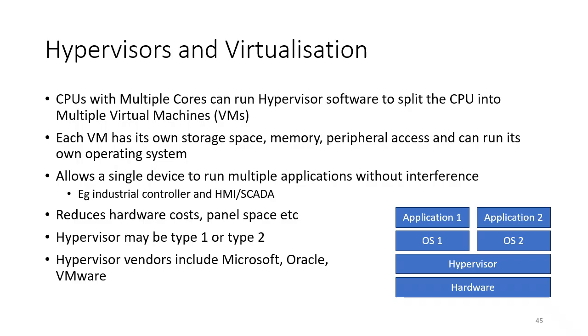Now there's two types of hypervisor. There's type 1, which runs at a very low level, just over the top of the BIOS, so you don't need an operating system. And then we also have type 2. A type 2 hypervisor runs on top of an operating system. So you'd have Windows, for example, with the Microsoft virtual machine technology, and then on top of that you'd run multiple virtual machines.